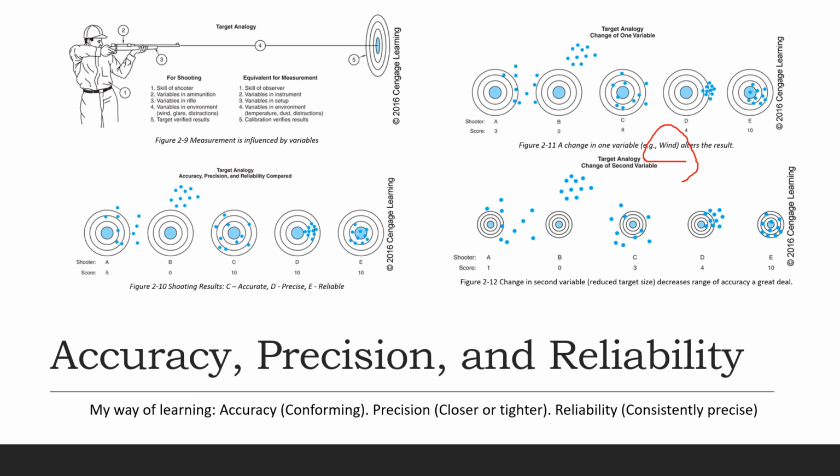Alright, the next diagram is a change in the second variable. We're going to reduce the target size, okay? Make it a smaller target. So let's see, and you shoot again. When we make the smaller target, there is also a wind right there. Yeah? Look at that, same thing. Kind of accurate, kind of precise. This is still reliable, yeah?